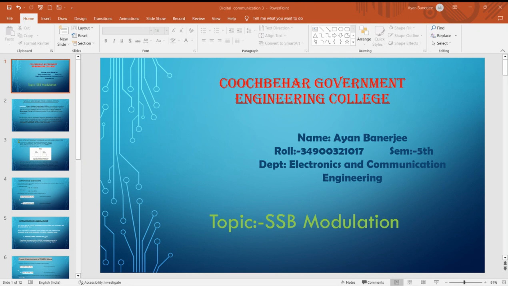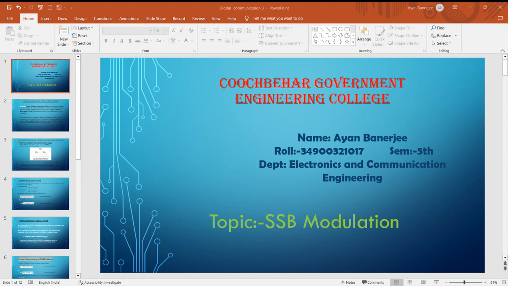Mathematical expression. So here let us consider the same mathematical expression for the modulating and the carrier signals as we have considered in the earlier chapters. Modulating signal expression, mathematical expression is m(t), meaning message signal, equals Am cos 2 pi fm t, and carrier signal c(t) equals Ac, where Ac means amplitude of carrier, cos of c(t) equals Ac cos 2 pi fc t.